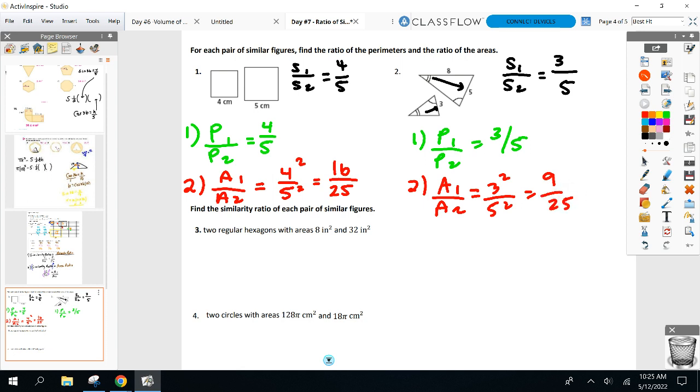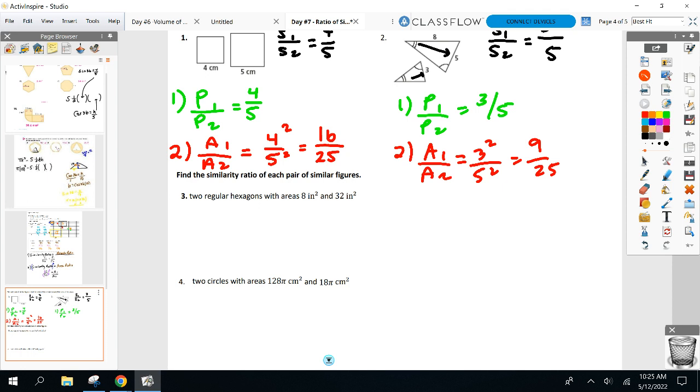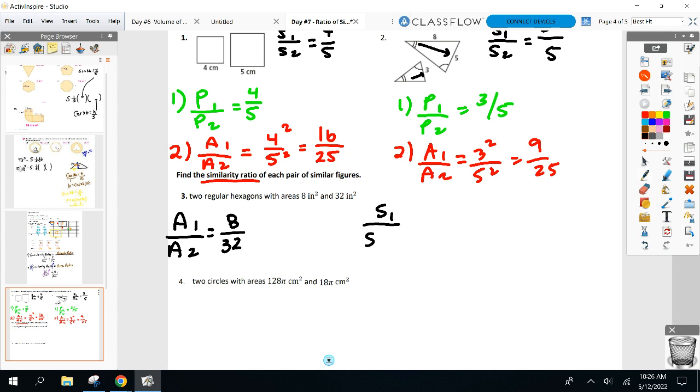We're picking this up before I throw a little wrinkle in. Go backwards. That's what I'm going to do. You have 2 hexagons that have an area of 8 and 32. What's the similarity ratio? Now I'm giving you A1 over A2 is 8 and 32. I need your help to get to S1 over S2.